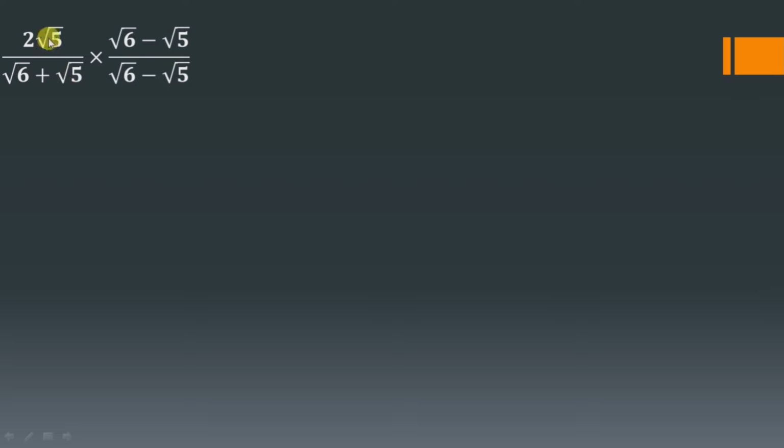I'm going to multiply both numerator and denominator by root 6, but instead of plus, I'll write minus root 5. When I multiply both numerator and denominator by root 6 minus root 5, this is called rationalization of denominators. I will get 2 root 5 into root 6 is root 30, minus 2 root 5 into root 5 is 5, 5 into 2 is 10, divided by, this is in the form (a plus b)(a minus b), so I'll write a square minus b square, that is root 6 square minus root 5 square.